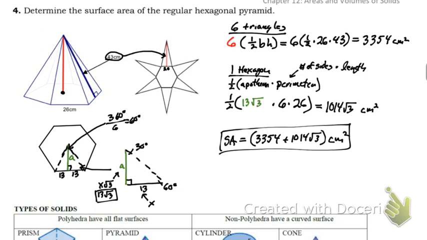I will stress once again, keep things organized. Let me know that you're finding 6 triangles. Let me know you're finding 1 hexagon. That way, if you make a mistake, I know what it is, and I know where to find that mistake so I can give you appropriate points. If I don't know what you're doing, you're going to lose a lot of points if you just have some random answer down here. Keep things organized, draw pictures as best you can, and you'll get the maximum amount of points.